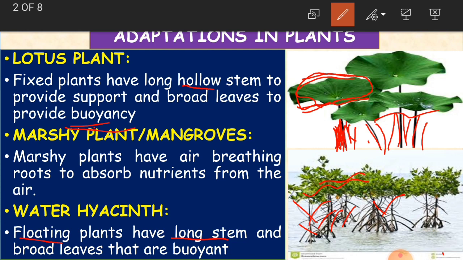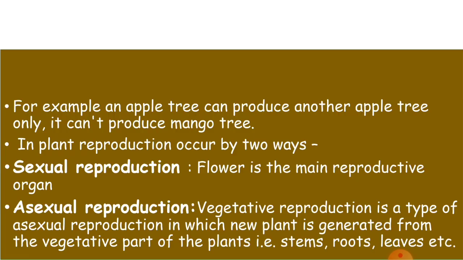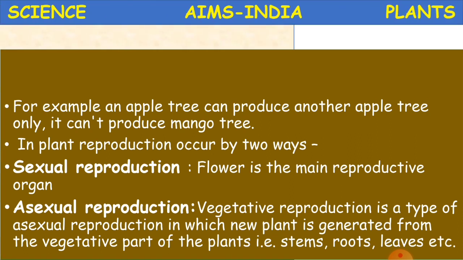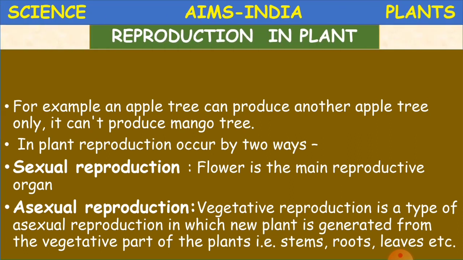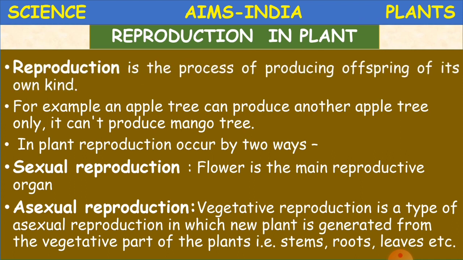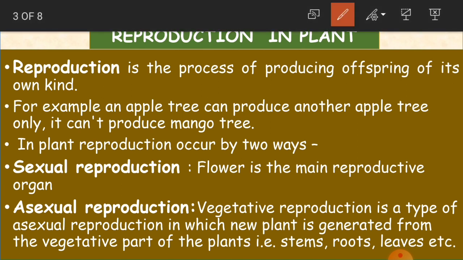So this is how these plants adapt themselves to these particular areas. Now we'll see about the remaining plants, that is about reproduction. So reproduction in plants. How does reproduction take place in a plant? Reproduction also takes place in so many ways. We'll discuss how. Reproduction is the process of producing offspring of its own kind.